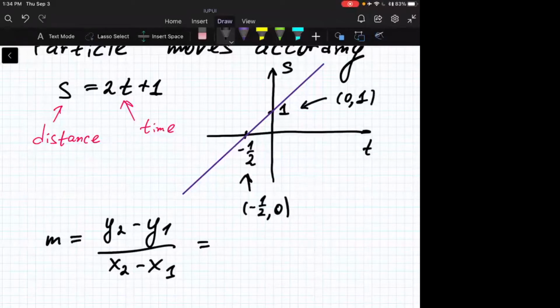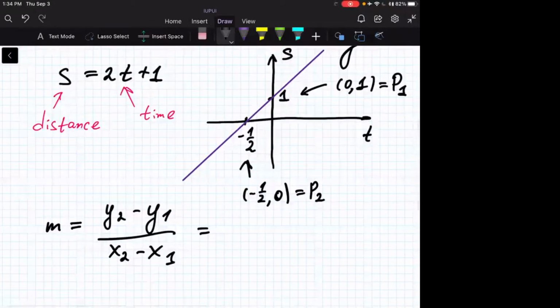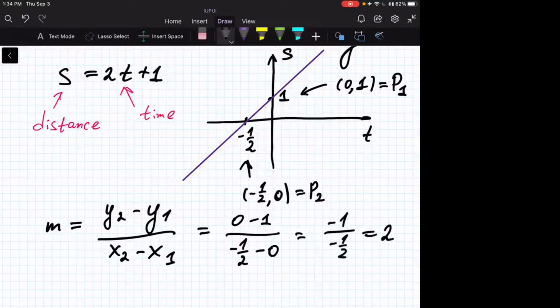So this is my, say, p1, this is p2, my points. So y2 is 0, y1 is 1. Then x2 is minus 1/2, and x1 is 0. So I get minus 1 divided by minus 1/2, which is 2. So my slope is 2.